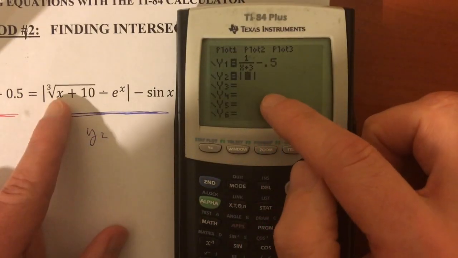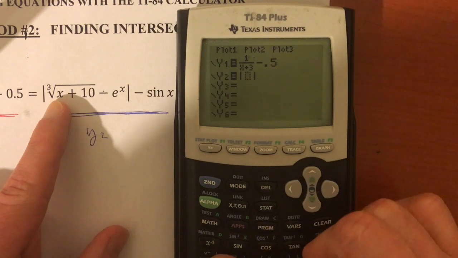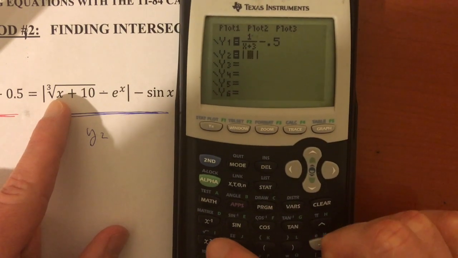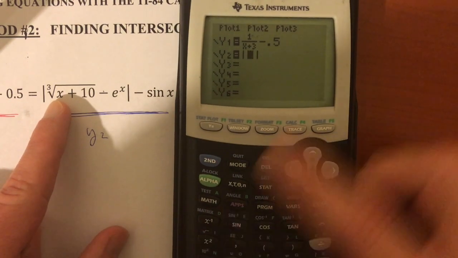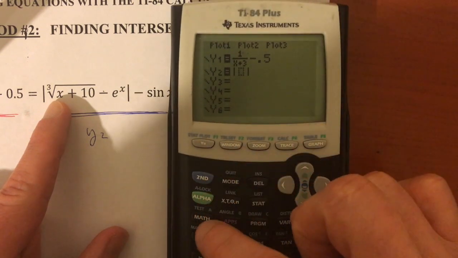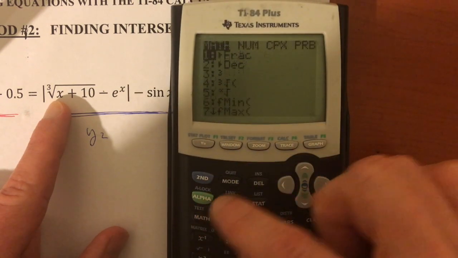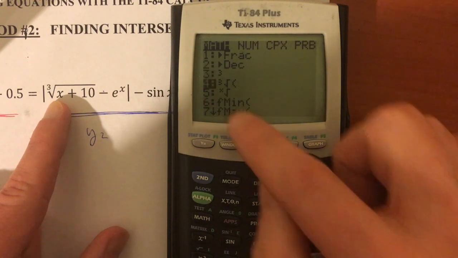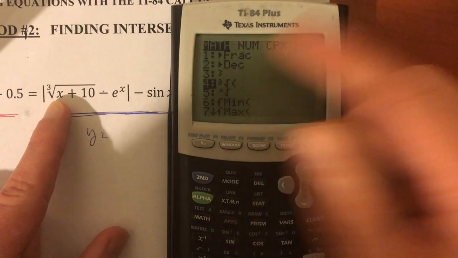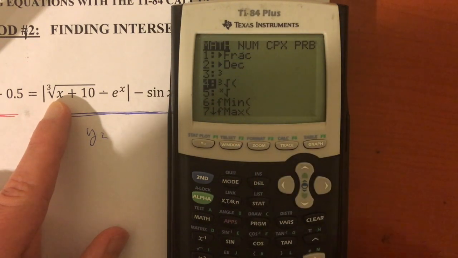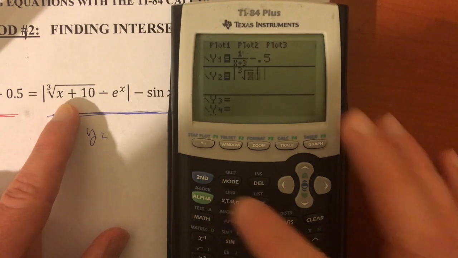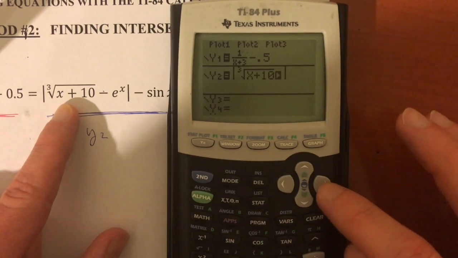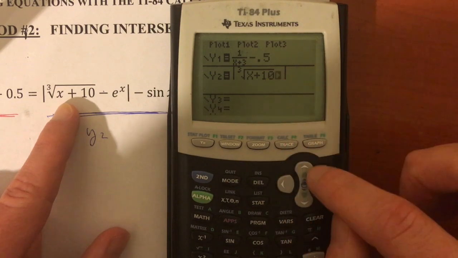Now I need the cube root. Cube root, as well as all other higher roots besides square root. Square root is on the face of the calculator, but cube root and higher roots are in the math menu. So math, you may have seen it when we were here just a second ago. There's the cube root, and there's the x root for fourth roots, fifth roots, etc. Cube root of x plus 10. Get out of that when you're under that radical.